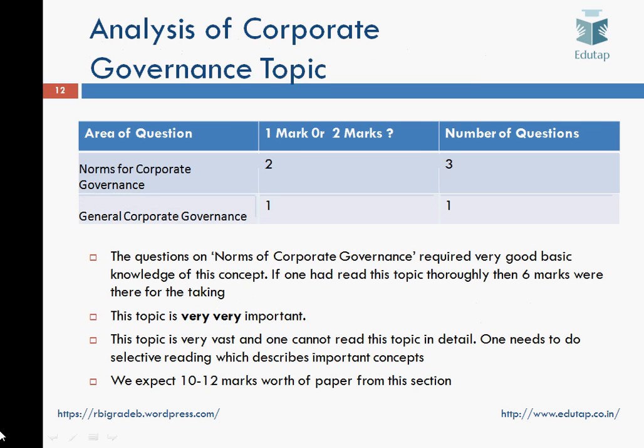Next, we discuss the corporate governance topic. Total of 7 marks worth of paper came from this topic on corporate governance. There were 3 questions asked on norms of corporate governance which require basic conceptual knowledge on this topic. If one had read this topic thoroughly, then 6 marks were there for the taking. This topic is very important.